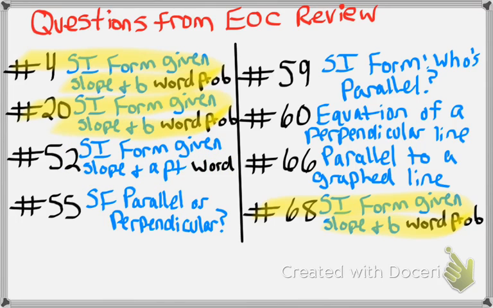Let's go take a look at a word problem, which most of your questions will be on the EOC, where it looks like it's going to be about slope-intercept form, and hence it might be going to slope and a point. That's me kind of cheating. I looked ahead and read the question, but let's go see how we know that.